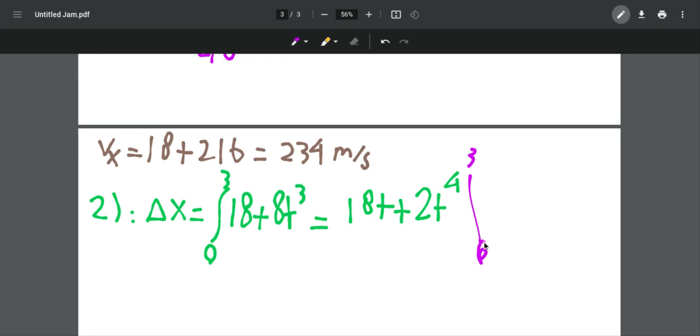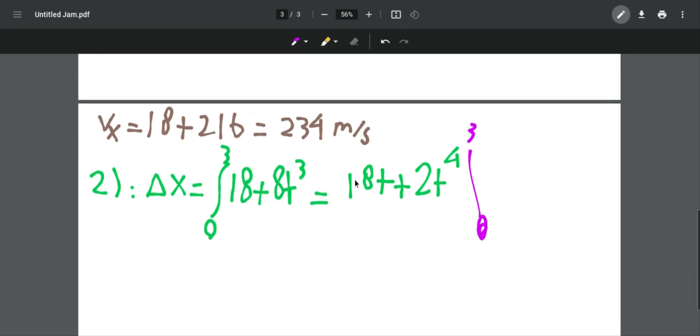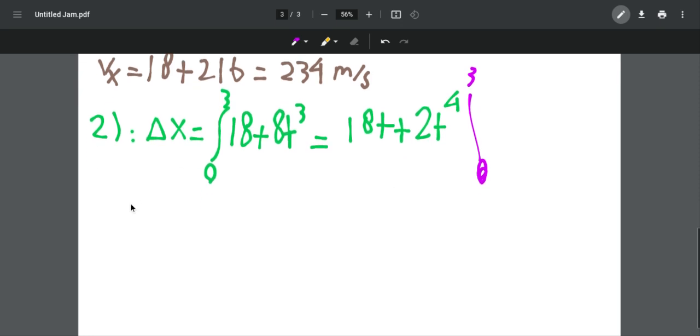When we plug in 3, we get 54, plus 3 to the power of 4 is 81, times 2 is 162. And when we plug in 0, we just get 0, so it has no impact on our answer. 54 plus 162 is just 216. And the unit for net displacement, or in this case delta x, is just meters. So for our final answer, we get 216 meters.